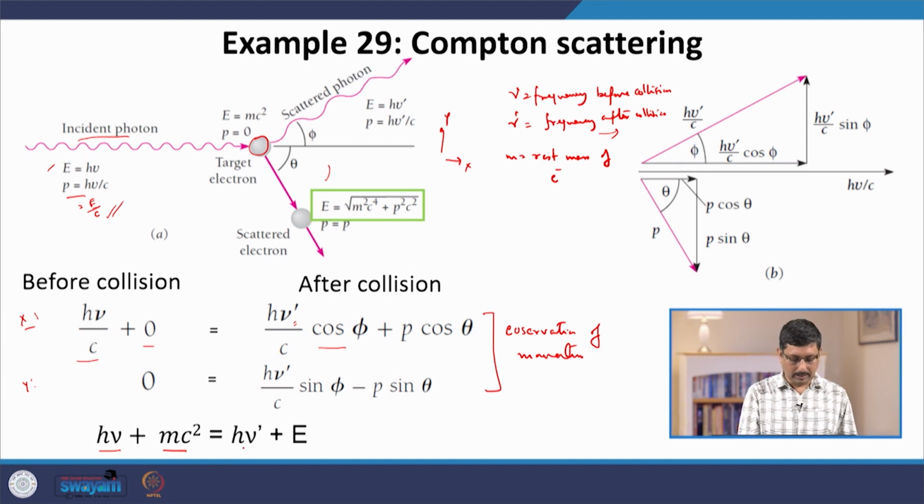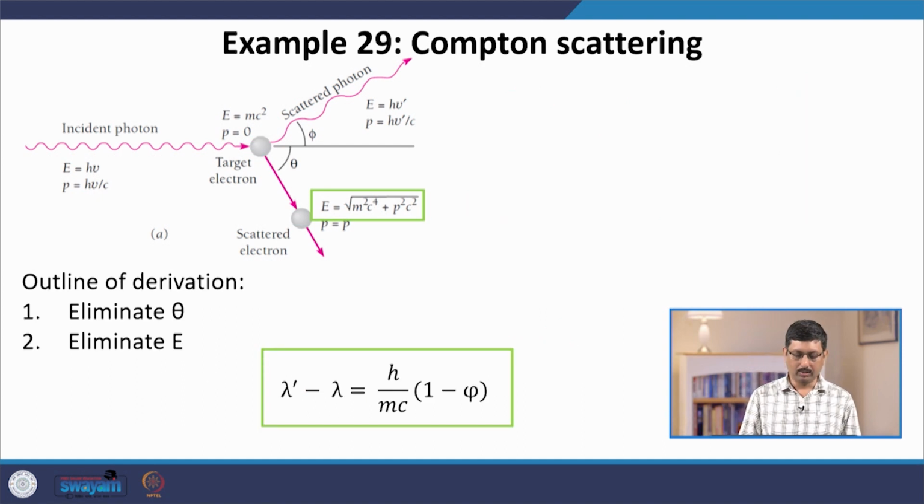And after collision the energy of the photon is h nu prime and the energy of the electron is E. This is the kinetic energy of the electron, but it is no longer p square by 2m; it is given by this relativistic expression. So, conceptually there are a lot of new things in this example. However, in terms of mathematics the rest of the analysis is pretty straightforward and simple. You have these equations, and you have to solve them and calculate.